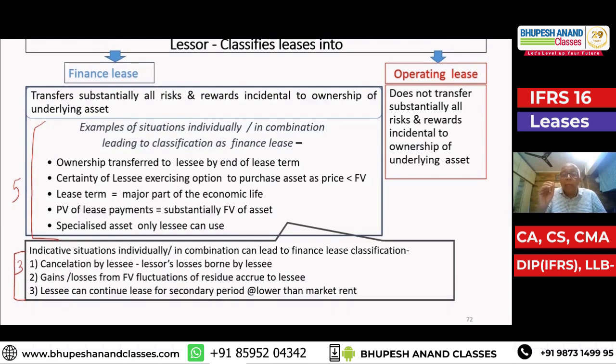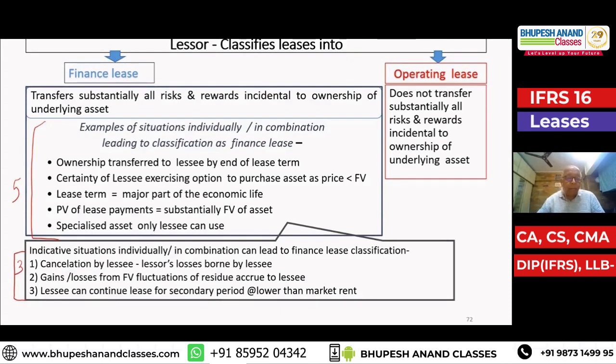So, specialized asset. This happens in airlines also. Nowadays, of course, many of the aeroplanes are uniform. This used to happen even in handsets also. So specialized assets, if only the lessee can use them, then it is as good as the control is gone, because the lessor cannot do anything even after the lease rent period completion.